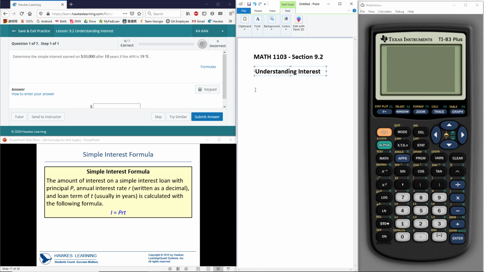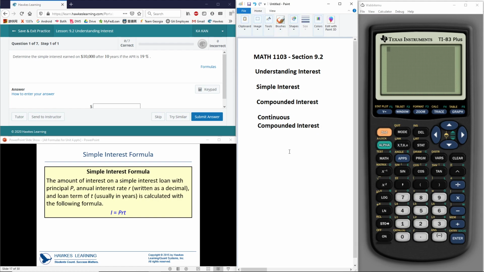Now there are two particular types of interest we will be talking about, and that is simple interest. Simple interest is kind of like your credit card, just a very ordinary way to calculate interest. The other one is called compound interest. Now that's a lot more complicated. And then on top of that, within compound interest, we have something called continuous compound interest. Now this guy is probably the toughest one you would see. But at the end of the day, just use the formula and you'll be fine.